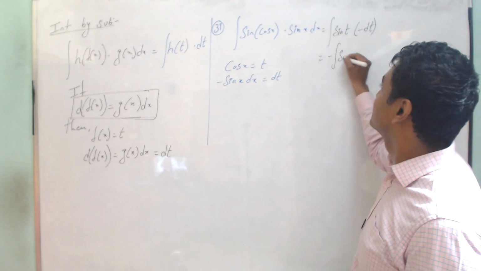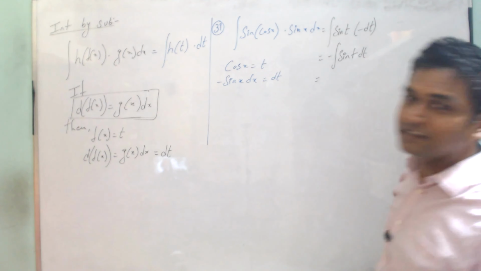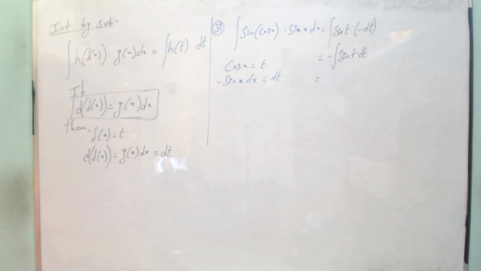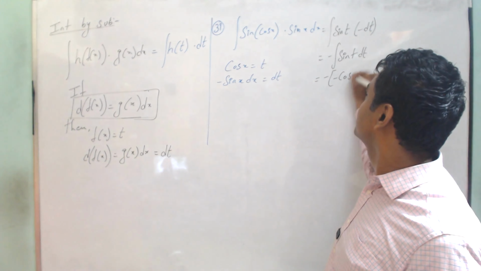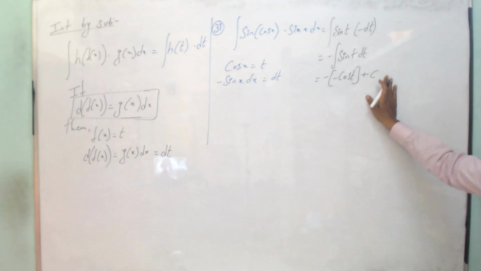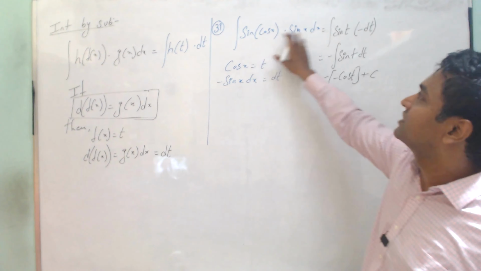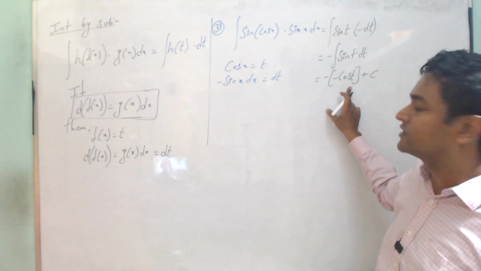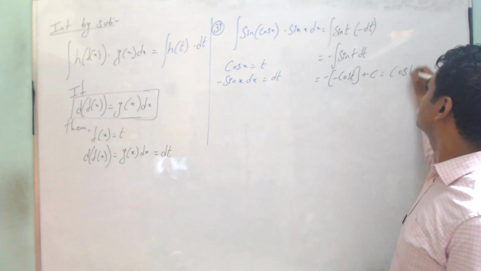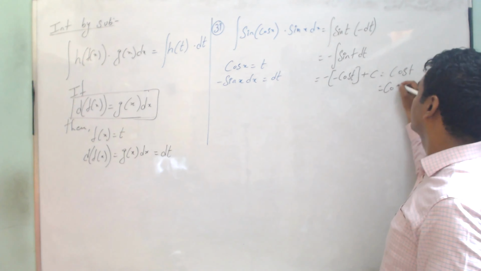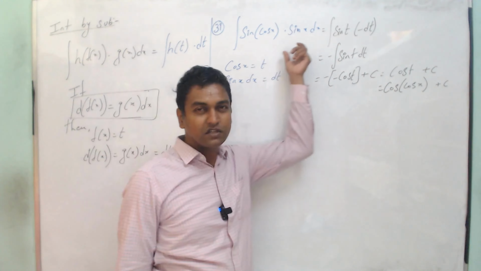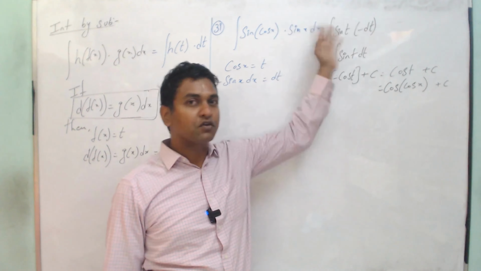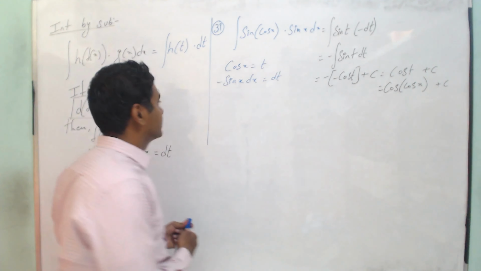So this is minus integral of sine t dt. What is the integral of sine t dt? Minus cos t. My integration is over, therefore I get a constant plus c. Because the question is originally given in terms of x, I will convert the answer to x as well. So t is cos x, and I have minus cos of cos x plus c. Here what I have to identify is, for a function, after differentiating I should get some part of the same question.